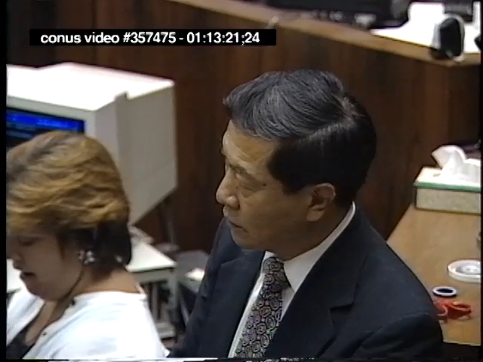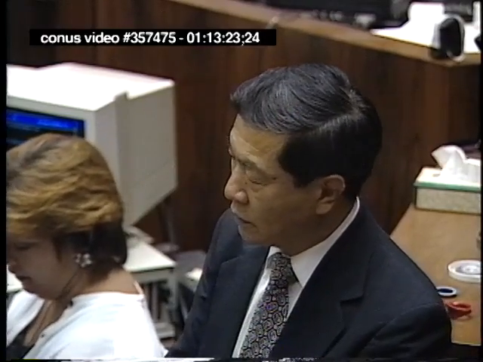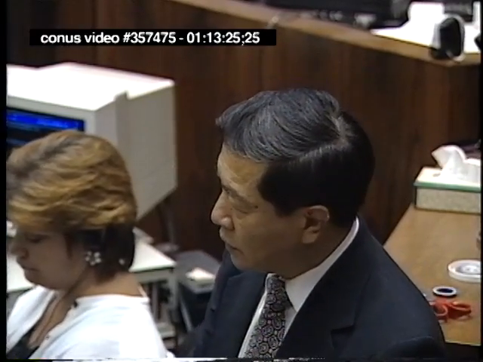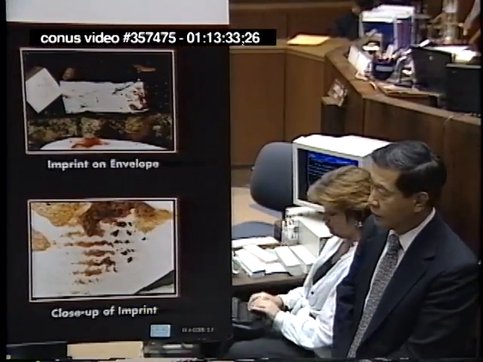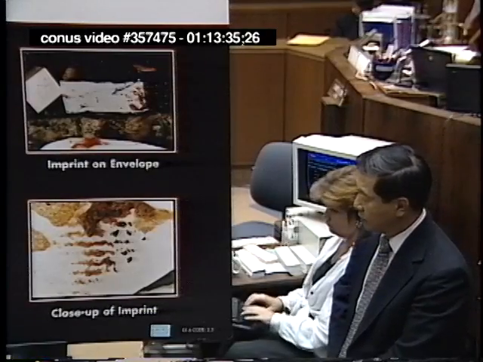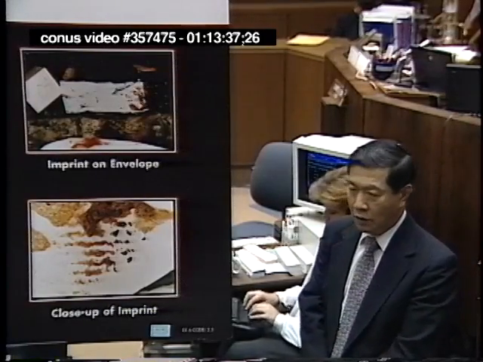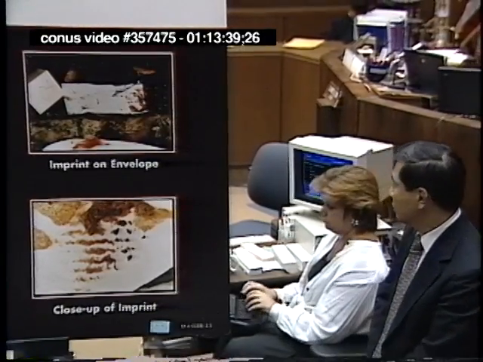Now, with respect to the imprints on the envelope and the piece of paper, you were asked some questions in cross-examination about cuffs and fabric. You recall that? Yes, sir. Now, you examined Mr. Goldman's boot. Yes. Could Mr. Goldman's boot be the source of the parallel line imprints? Asked and answered, beyond the scope. Overruled.